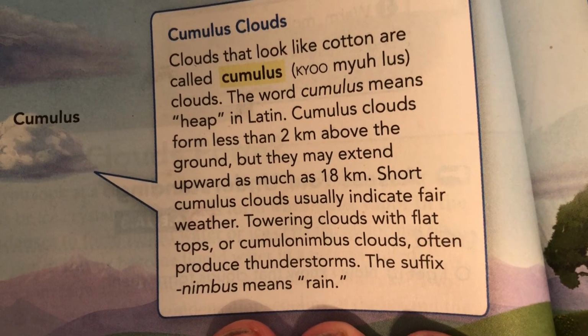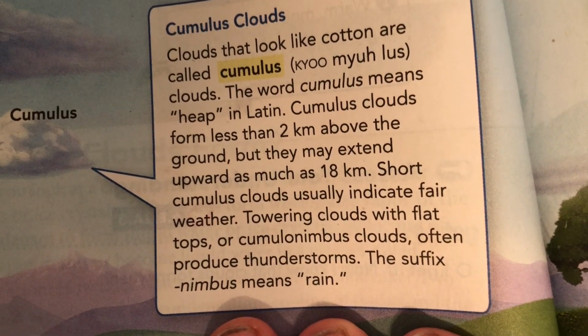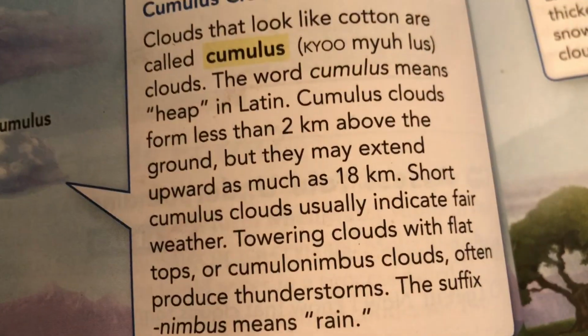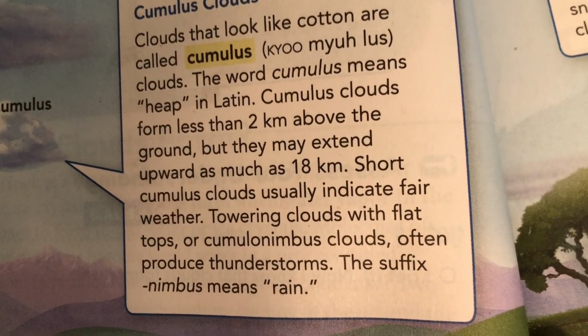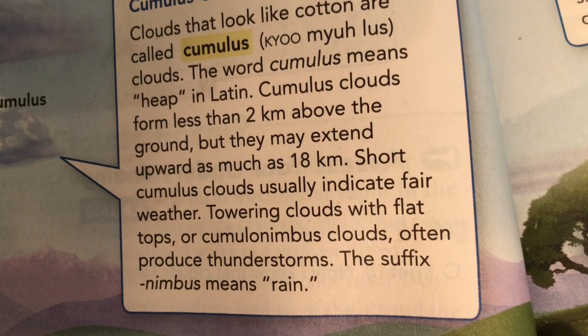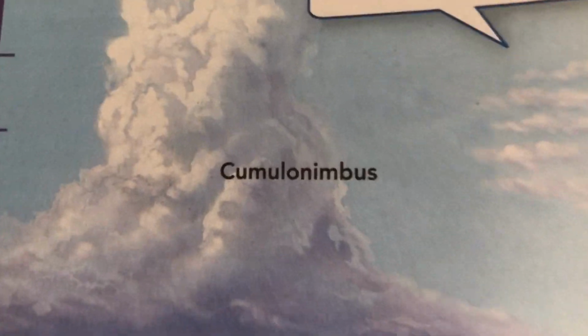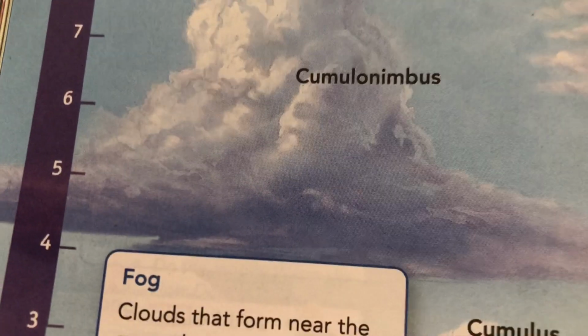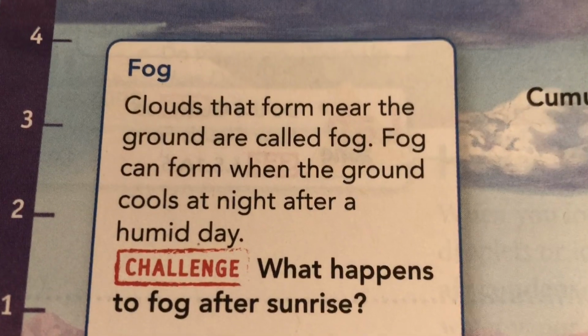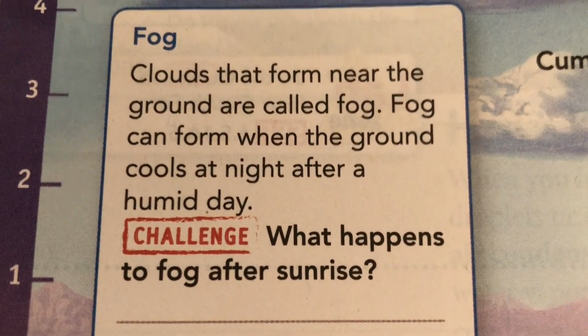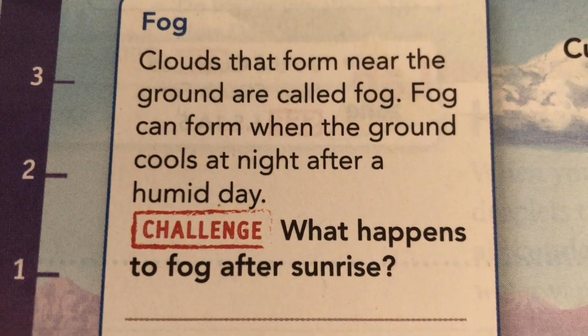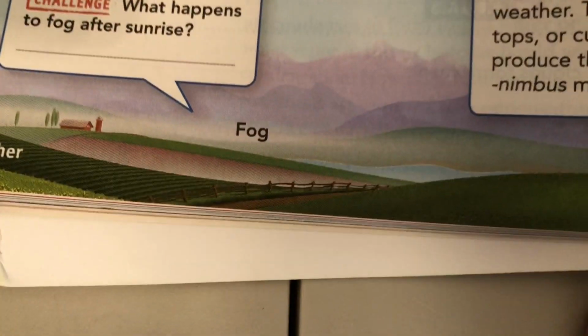Towering clouds with flat tops, or cumulonimbus clouds, often produce thunderstorms. The suffix nimbus means rain. So your cumulus cloud is there, and your cumulonimbus clouds are there. Clouds that form near the ground are called fog. Fog can form when the ground cools at night after a humid day. This is right there.